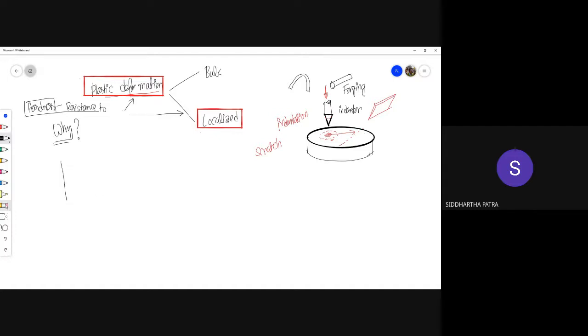Okay, first of all, what do the scratches and indentations do? So let's start with the scratch. A surface scratch is essentially a crack. So if I take a cross section of this scratch, it looks like a crack, a surface crack.